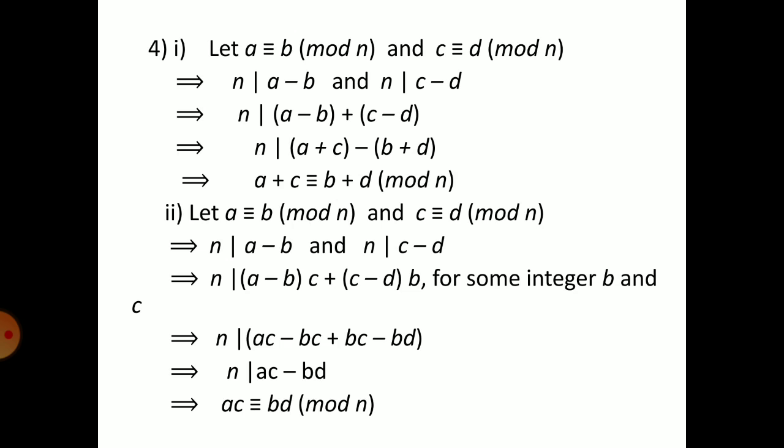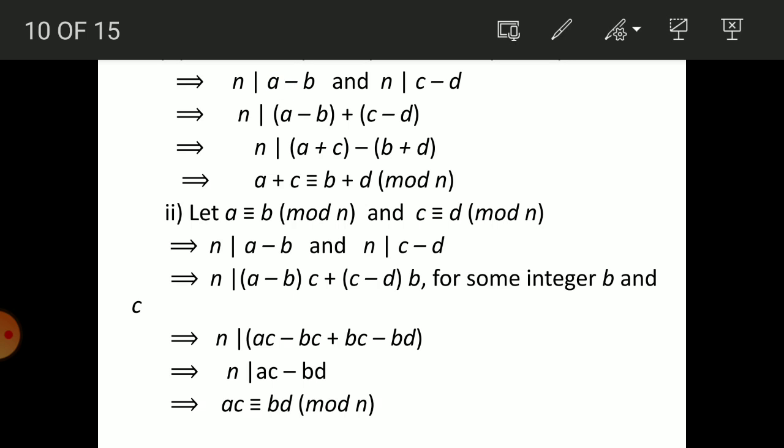Then the fourth. In the fourth, there are two parts. In the first part, if A is congruent to B mod n and C is congruent to D mod n, then we have to prove that A plus C, the first integer, is congruent to B plus D, the second integer, modulo n. Now, by the definition of congruence, A is congruent to B mod n means n divides A minus B.